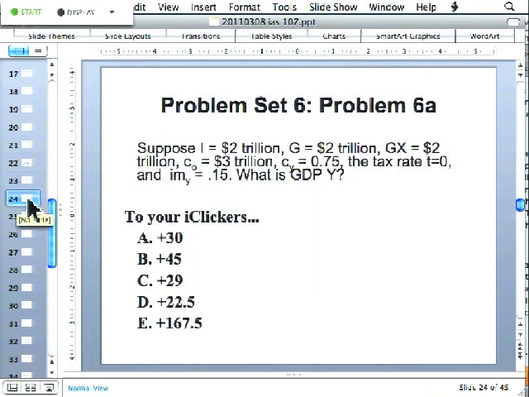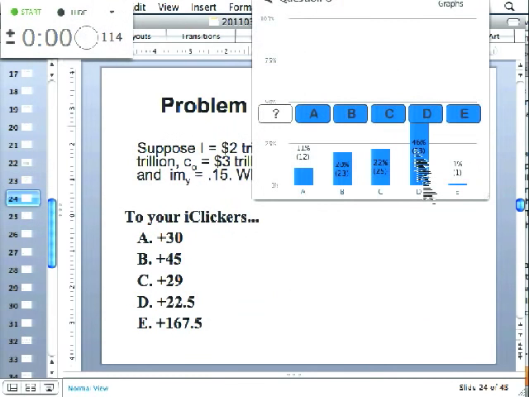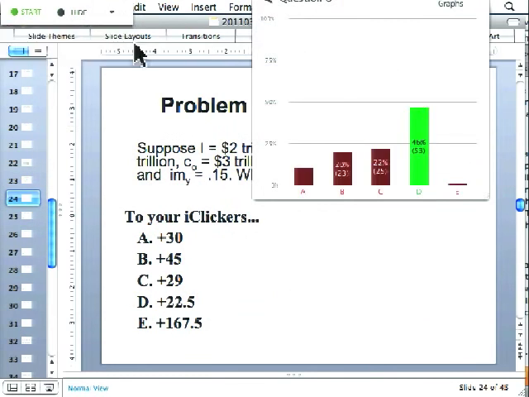Similarly for 6b, different parameters, different values for autonomous spending, a different multiplier, and a different total in terms of the spending flows that don't depend on the level of income. Let me see. And I very much hope that the answer for this is 44. I very much hope it's E. Let's see if I was right. Yep, or at least I thought I was right when I did it earlier.